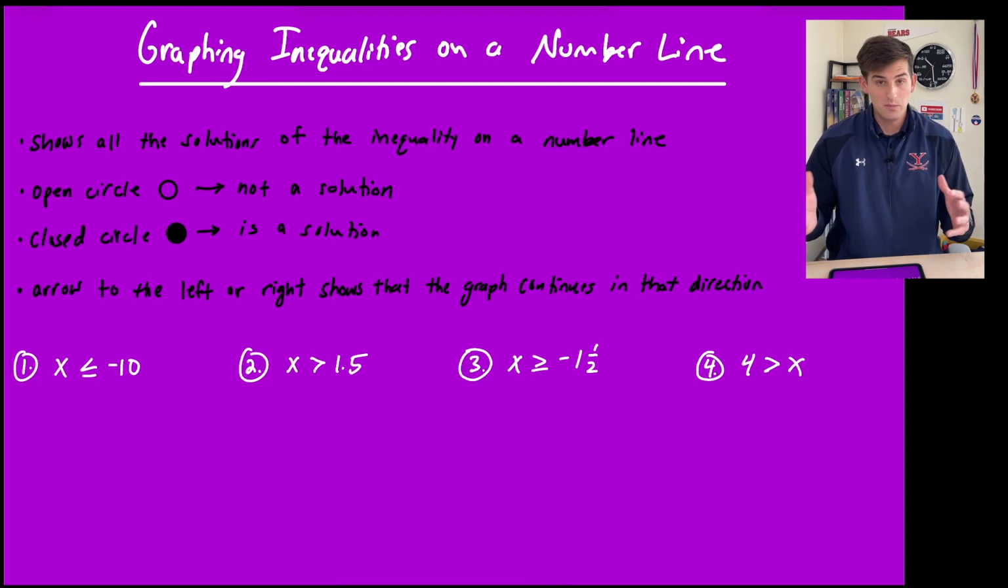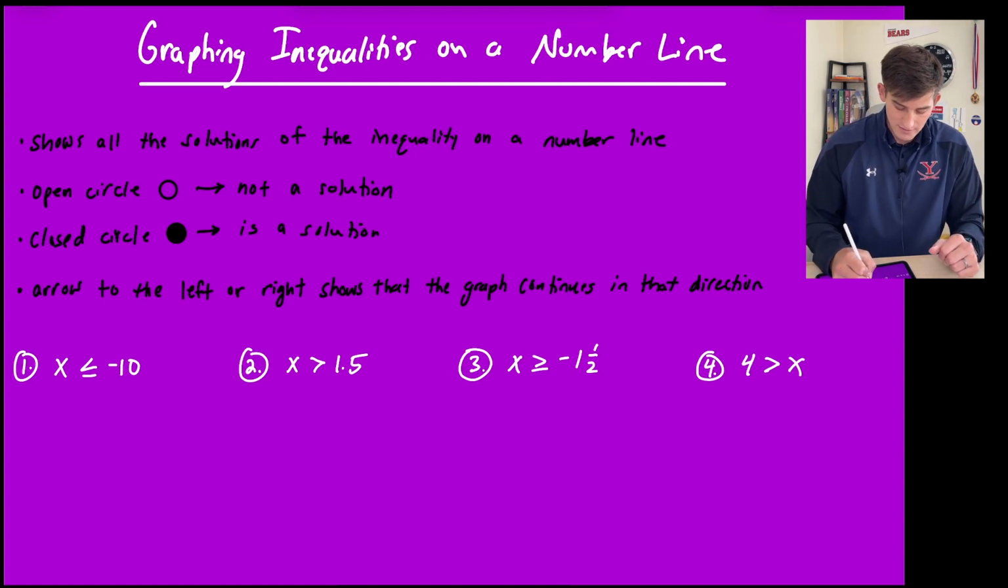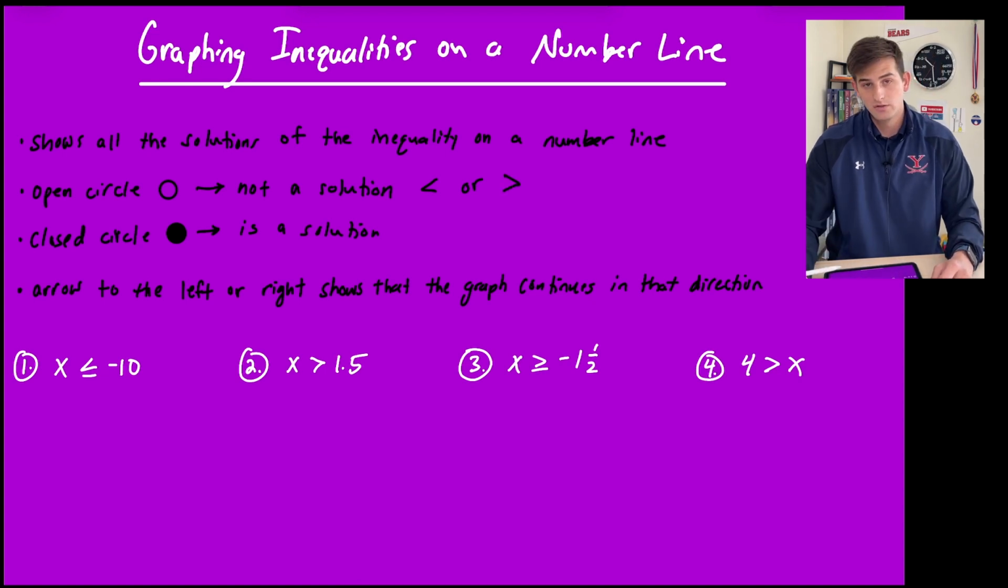So now, when do we put an open circle? When do we put a closed circle? Well, if the number is not a solution, we would put an open circle. If the number is a solution, we would put a closed circle. Well, what do we mean by is or is not a solution? Well, it depends on what our inequality symbol is. If we have less than or greater than, it's going to be an open circle.